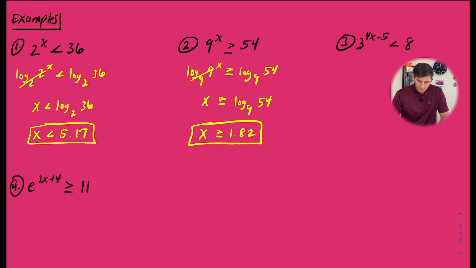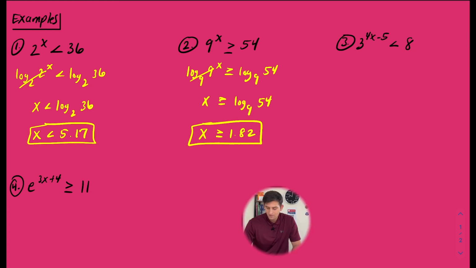All right, number 3, we have 3 to the 4x minus 5 power is less than 8. So let's go ahead and take log base 3 of both sides. So we have log base 3 of 3 to the 4x minus 5 is less than log base 3 of 8. Okay, so now we're going to get 4x minus 5 is less than log base 3 of 8. So now in our calculator, we can go ahead and do log of 8 divided by log of 3. And we hit enter, we get 1.89. So I'll just write 1.89 on the screen here.